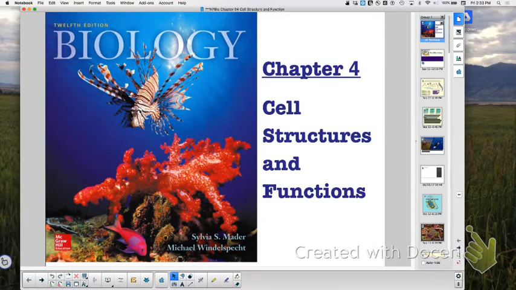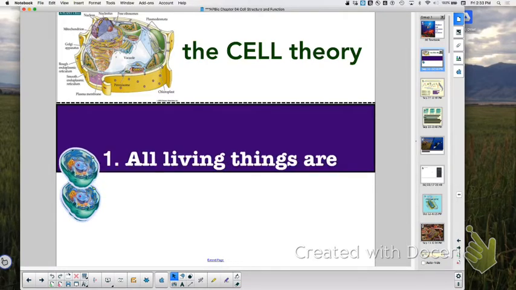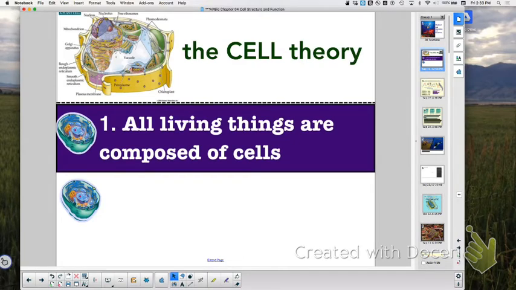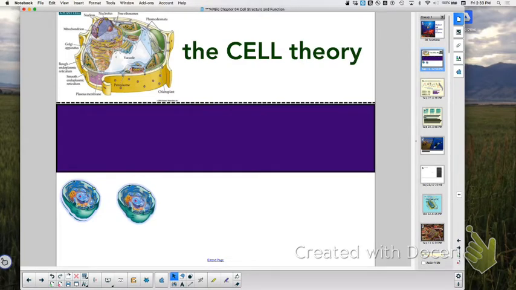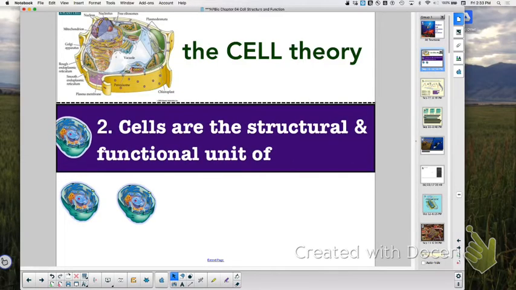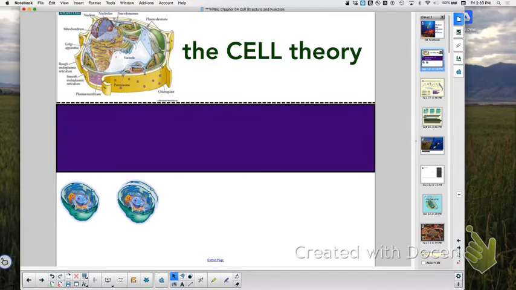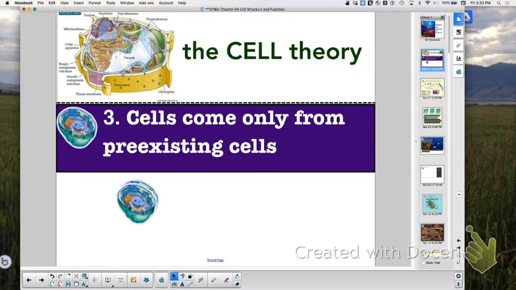So the very first thing we talked about was the cell theory. And that first part of cell theory, see if you can guess it, all what? All living things are composed of cells, right? If it's alive, it comes from a cell. The second part, do you remember? Cells are the structural and functional unit of organisms. And number 3 is that cells only come from pre-existing cells.